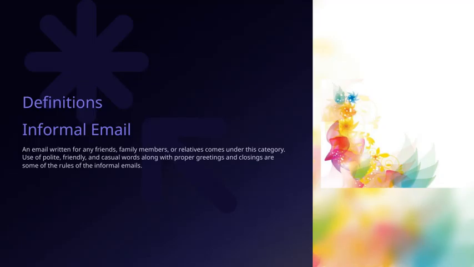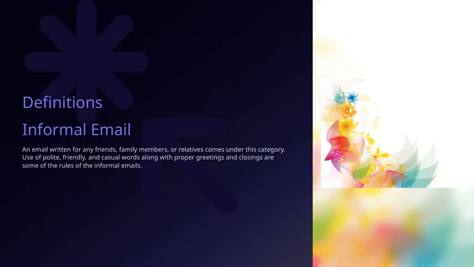Let's talk about informal emails. These are the types of emails we send to friends, family members, or relatives. They're usually casual and friendly, so the language we use reflects that. When writing an informal email, it's important to include polite and friendly words, but also keep the tone casual. Proper greetings and closings are key. They help set the right tone and show respect, even in a relaxed setting.